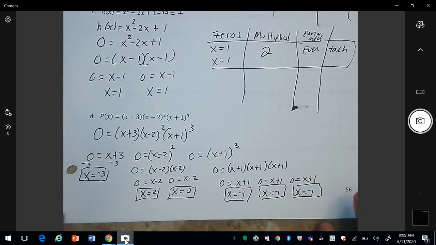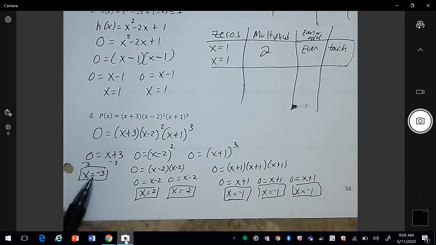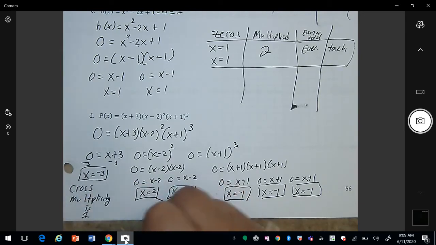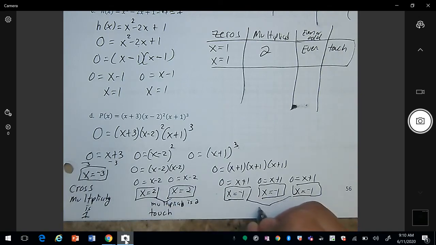Okay. So we need to know if it touches or crosses. Since x equals negative 3 appears once, then the graph is going to cross. And the multiplicity is 1, because it only occurs one time. Here the multiplicity is 2, and so it's an even multiplicity, so it's going to touch. And here the multiplicity is 3, since it appears 3 times. And so 3 is odd, so that means that at x equals negative 1, the graph is going to cross.